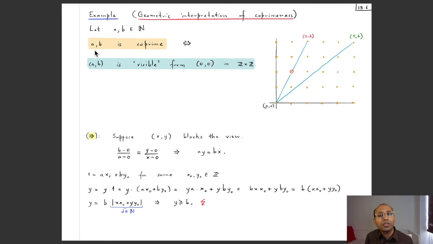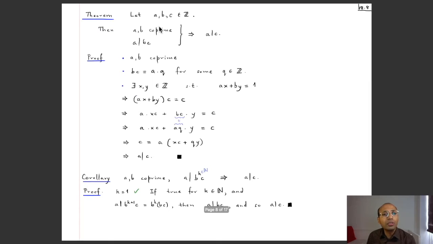So what we have shown is that the pair AB is coprime if and only if the point AB is visible from the origin. We will now show this theorem which we will use later on, and this theorem says that if A, B and C are three integers such that A and B are coprime and A divides the product of B with some integer C, then A has to divide C. So let's prove this now.